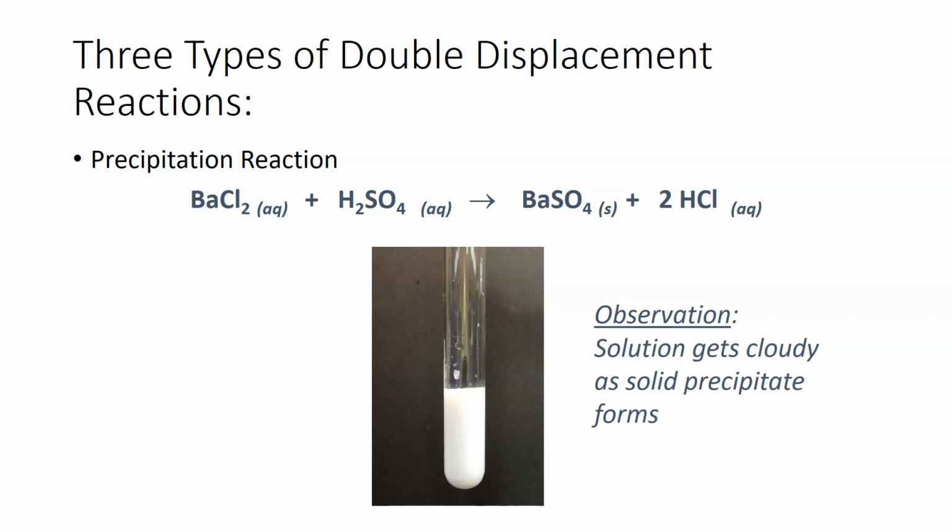a solid product forms. The thing that you'll be looking for when you do a precipitation reaction is the solution starts to get cloudy. Those aqueous solutions are usually transparent or clear and you can see through them. When a precipitate forms, the solution starts to get opaque or cloudy and you can't see through it as well. In the case of this reaction here, the solid precipitate is barium sulfate, which is a white solid, and you can see the white solid that forms in that test tube.